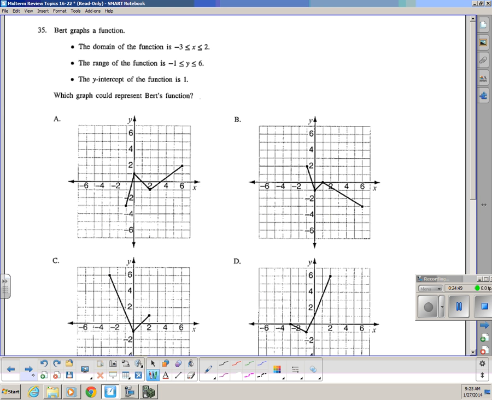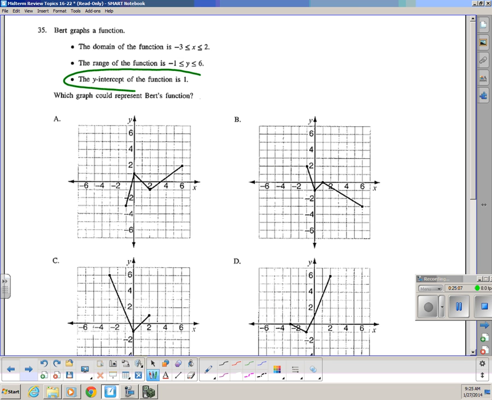35, Bert graphs a function. He says the domain of the function is from -3 is less than or equal to x, which is less than or equal to 2. The range of the function is -1, which is less than or equal to y, which is less than or equal to 6. And the y-intercept is 1. Which graph could represent Bert's function?